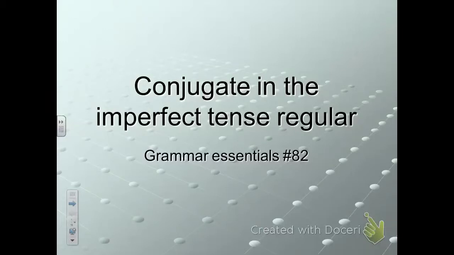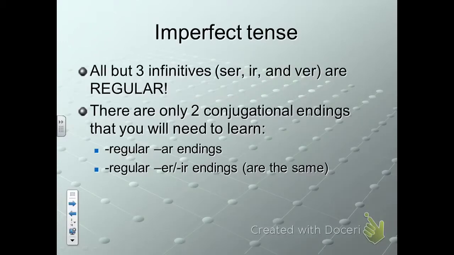All right, so we're talking about the imperfect tense. And right now we're just going to talk about the regular verbs. So turn your document over to the graphic. All right, so the imperfect tense, all but 3 verbs, ser, ir, and ver, are regular verbs. There are only 2 endings that you have to learn. You have regular AR endings, and you have regular ER and IR endings.